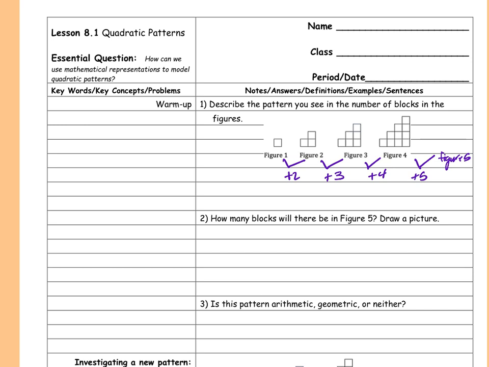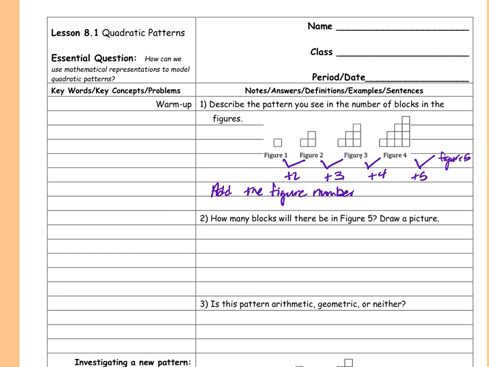I think what I would say is I would add the figure number. I think that's what I'm seeing. Right? If it was figure two, I added two. If it was figure three, I added three. If it was figure four, I added four to the previous one. Figure five, I add five to the previous one. So that's kind of how I would say it. I don't know. Not the best with words.